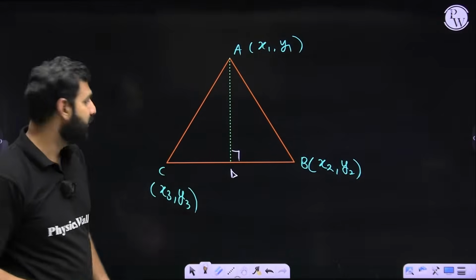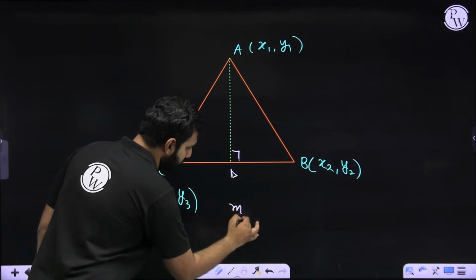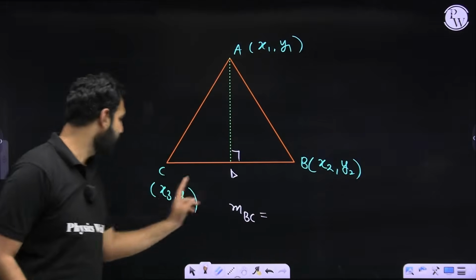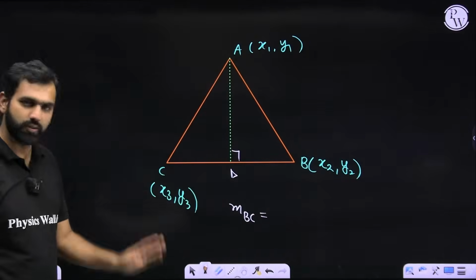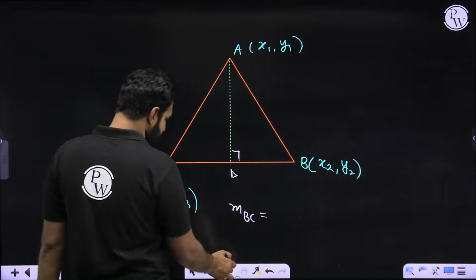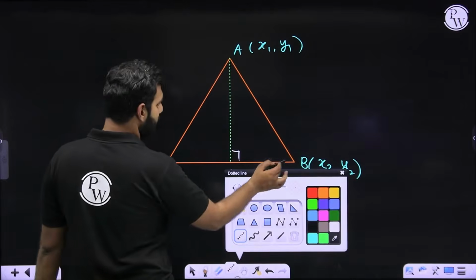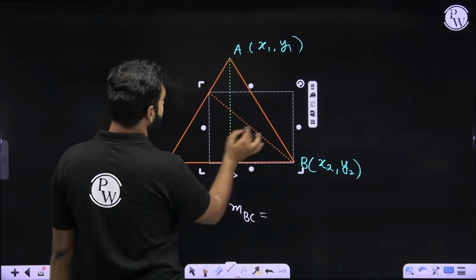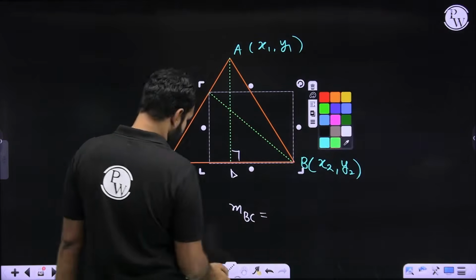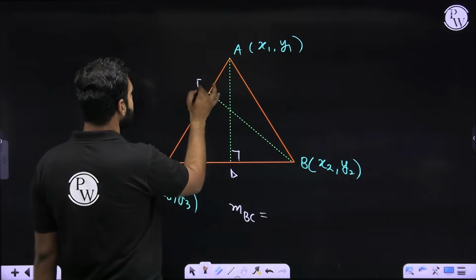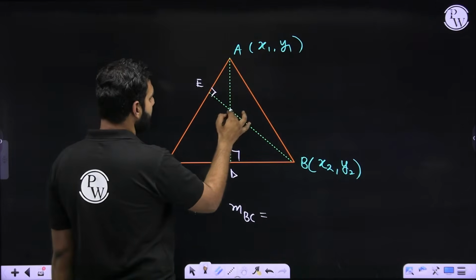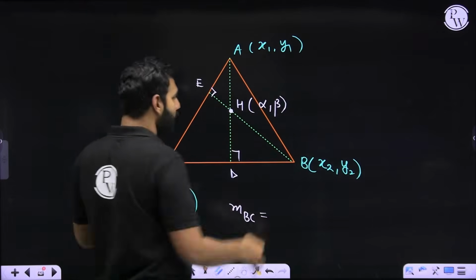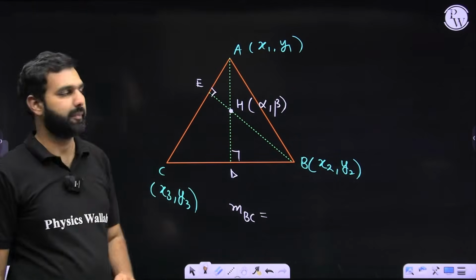Now can you help me with the slope of BC? Yes, because what is going to be the slope of BC? You can find it out by y3 minus y2 upon x3 minus x2. So you know the slope of BC. Of course, let me drop one more altitude, let's say from B to this AC, and let's say this is that other altitude. So this foot is basically, let's say E. And they are intersecting at a point, let's call it H, which is the orthocenter, which we are trying to find out. Let's denote that by alpha comma beta.